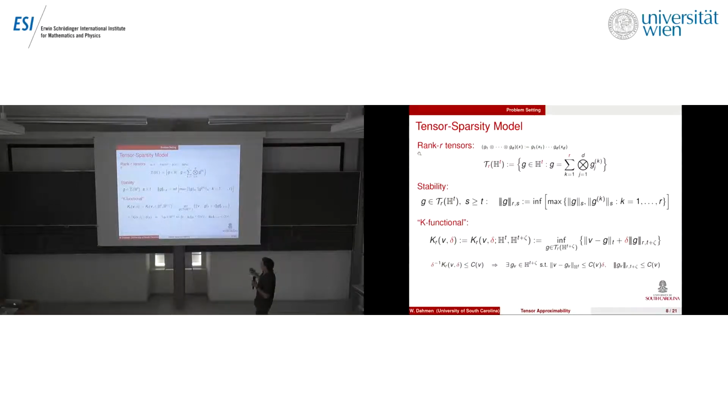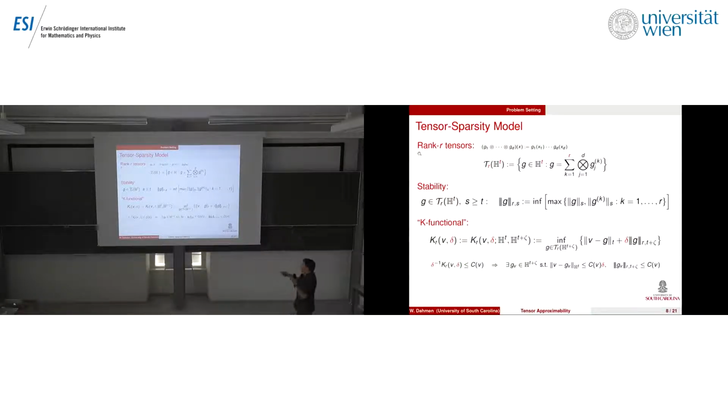And what does it mean? If, for instance, you look at functions for which delta to the minus 1, delta being small, times this K functional is controlled uniformly, this is like a Lipschitz class. If this was a classical K functional, you would define Lipschitz functions like this. So all functions V for which this stays uniformly bounded, it's like a Lipschitz class.